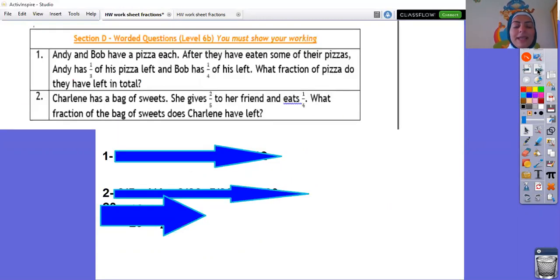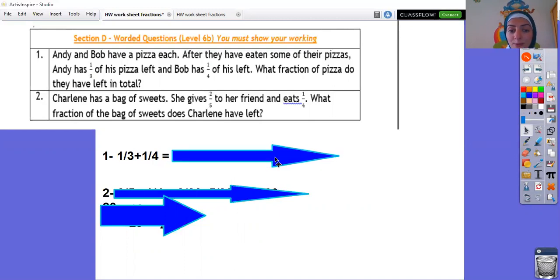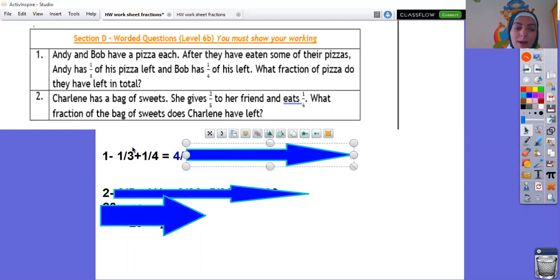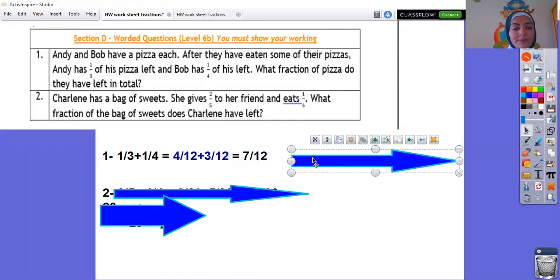Let's go next. Here I have a problem solving. Let's read it together and think how we can do it. It says that Andy and Bob have a pizza each. After they have eaten some of their pizzas, Andy has 1/3 of his pizza left, and Bob has 1/4. What fraction of pizza do they have left in total? So I'm going to add the third and the quarter together. So the same idea, I'm going to find a common denominator for both of them, and the nearest common denominator is 12. So I multiply the third by 4 up and down, it'll be 4/12, and the other one by 3 up and that'll be 3/12. So the answer is 7/12.